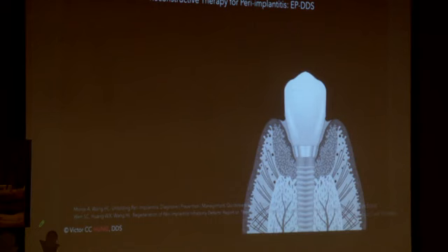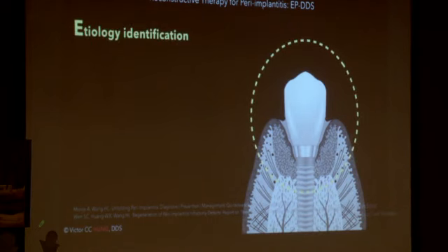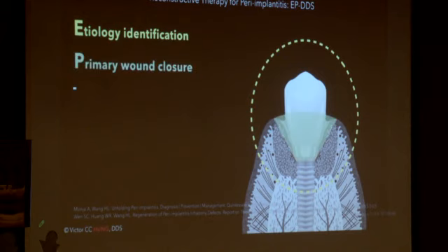About EPDDS, the first thing is etiology identification. We have to know what is the reason causing the peri-implantitis. The second step would be primary wound closure. We have to know how we could control this wound, how we remove the bacteria, and then achieve primary wound closure for better healing. The debridement is very essential for treating the granulation tissue or the infected tissue around the implant.